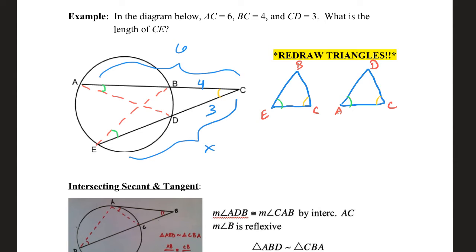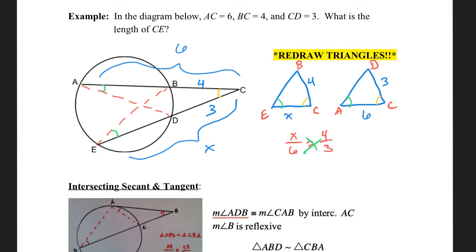And we've got AC, which is 6. And we want to know EC, so that's that guy. We know that BC is 4 and CD is 3. So now it's clear as a bell what we need to do, where our corresponding sides are. So I got x over 6 equaling 4 over 3. Cross multiply and solve.